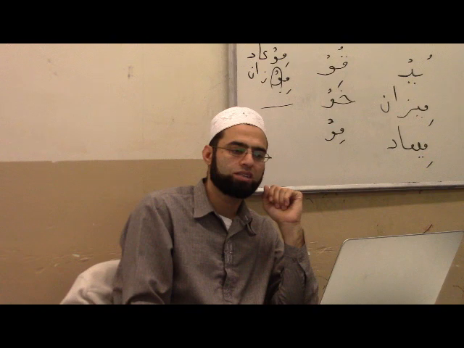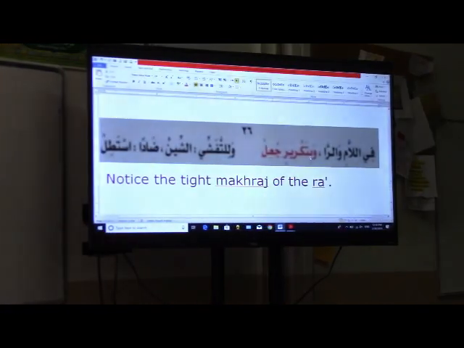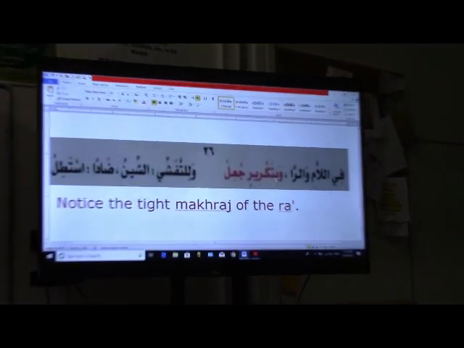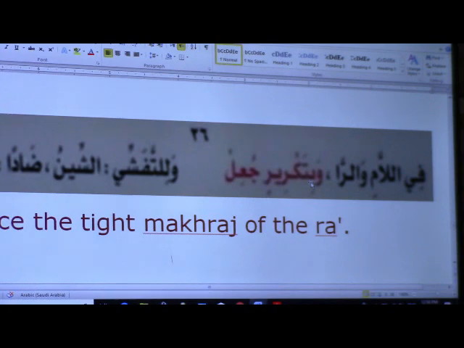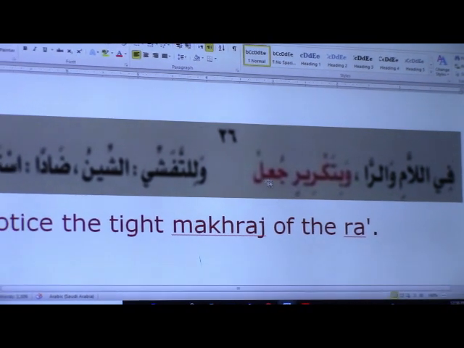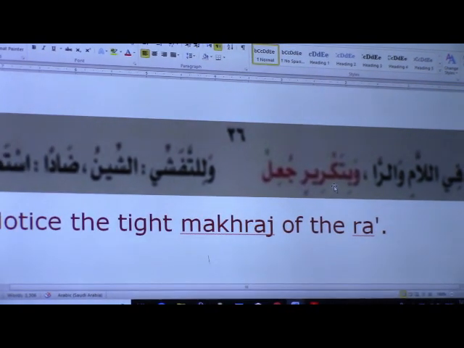So the next sifa is التكرير. Sifa number 14 is التكرير. تكرير means what? Repetition. So let's see what he said here. وَبِتَكْرِيرٍ جُعِلْ. Just two words, he summarized the sifa. So, وَبِتَكْرِيرٍ, who can tell me literally what this word means? وَ means what? And. بِ.